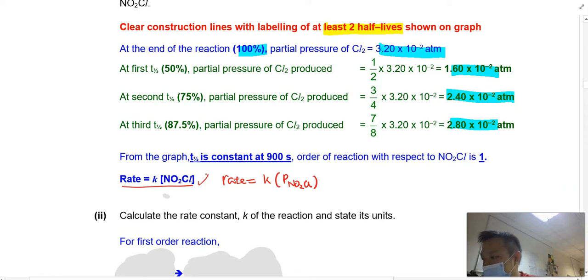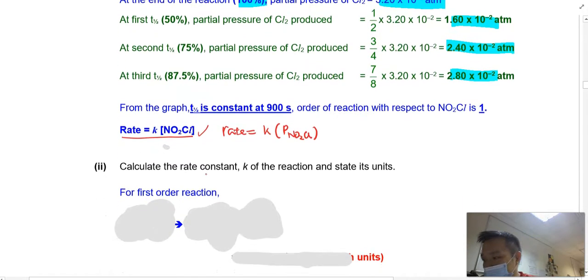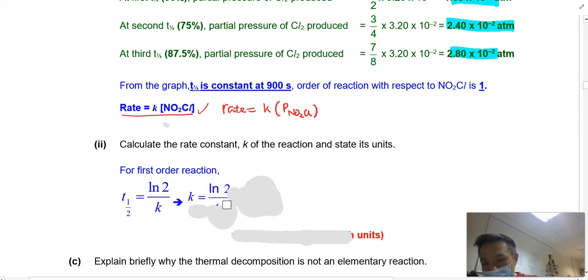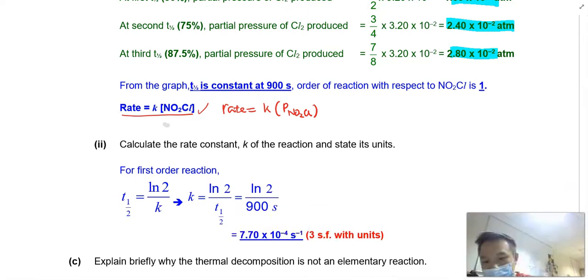Alright, so to calculate the rate constant for this reaction, and its units. Okay, so this is a first order reaction. So T half equals ln 2 over k. k equals ln 2 over T half. Substitute in T half, 900 seconds, and therefore your k will have units of per second because you're dividing by seconds over here. So k will equal 7.70 times 10 to the power minus 4 per second.